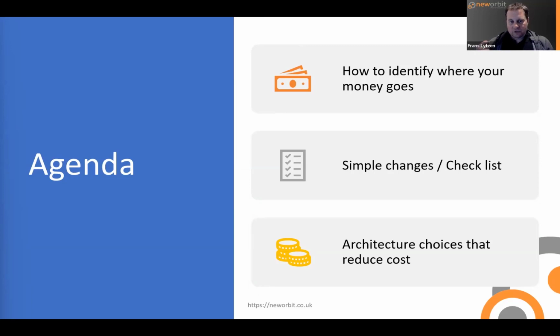Then I'm going to take you through a checklist: when you have found out you're spending a lot of money on X, these are the questions you should ask yourselves, and the approach you can take to figure out how to save money on that thing. And finally, after the break, I'll talk about some architecture choices you can make to reduce cost, and some simple programming mistakes people make that increase cost in Azure. I hope that all makes sense. So let's get stuck into that.